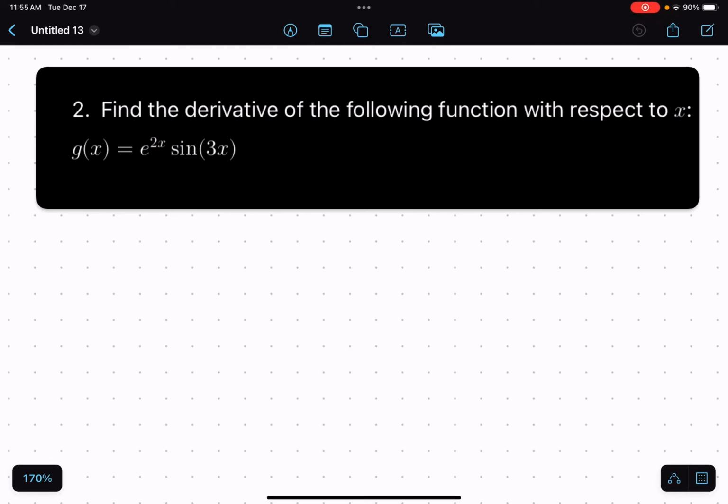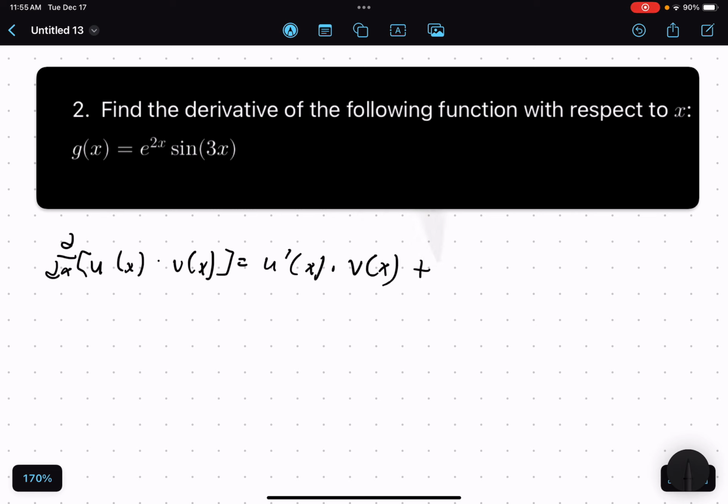To find the derivative of e to the 2x sine 3x, we first want to use the product rule, where the derivative of u of x times v of x is equal to the derivative of u of x times just the function v of x, plus the function u of x times the derivative of v of x.